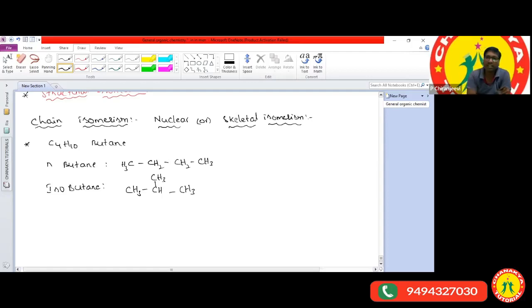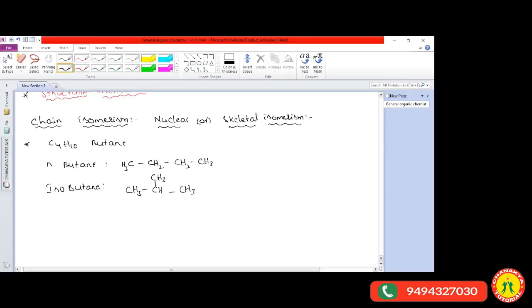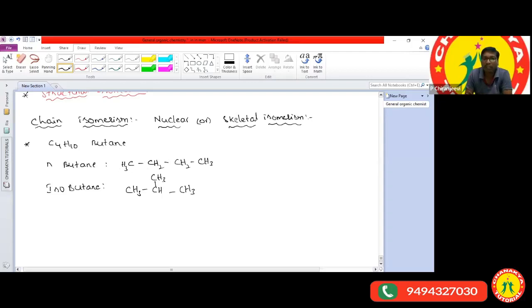What is the difference in these two structures? Length of carbon chain. Very good. In the first one, the carbon chain has 4 carbon atoms. In the second one, the carbon chain length is 3 carbon atoms. Both have the same molecular formula but differ in the number of carbon atoms in the chain length, which is called chain isomerism.